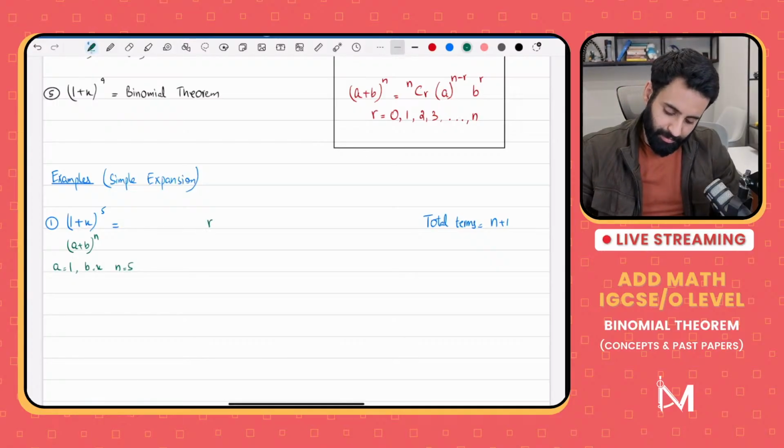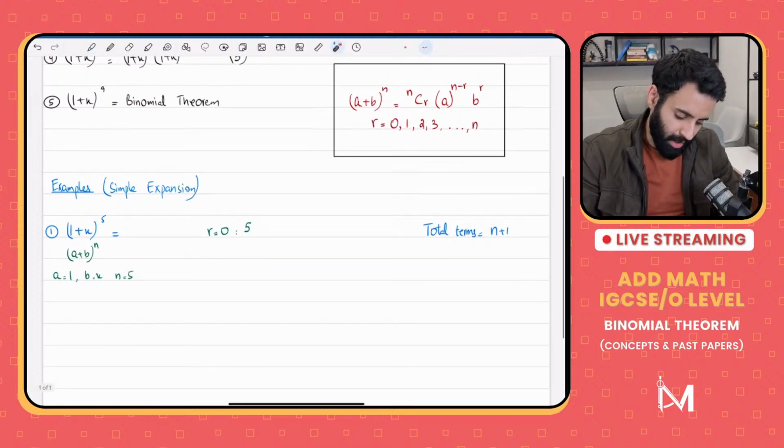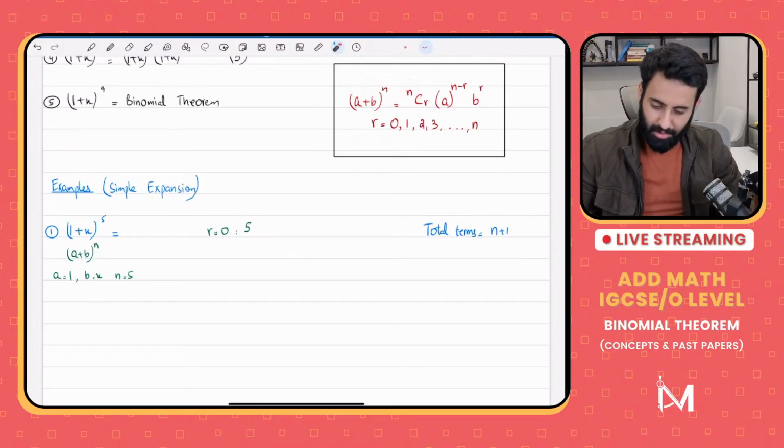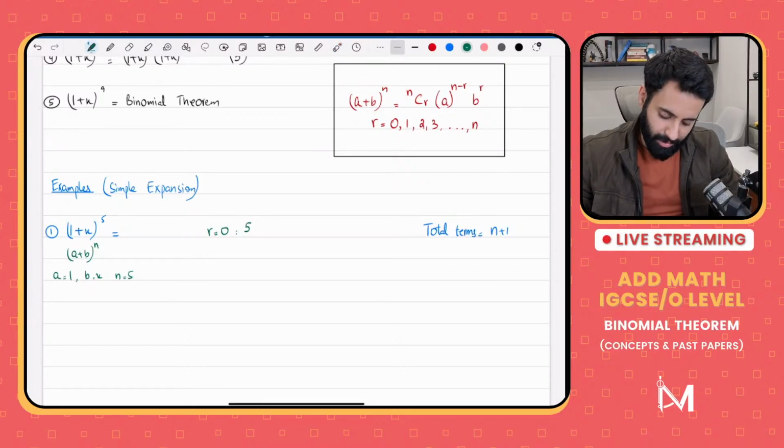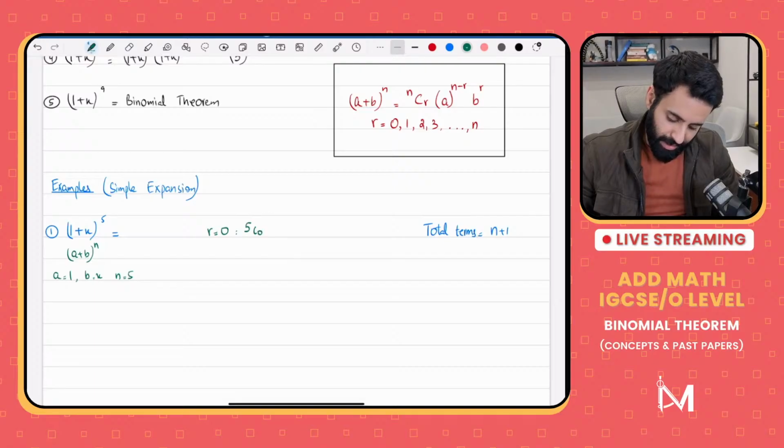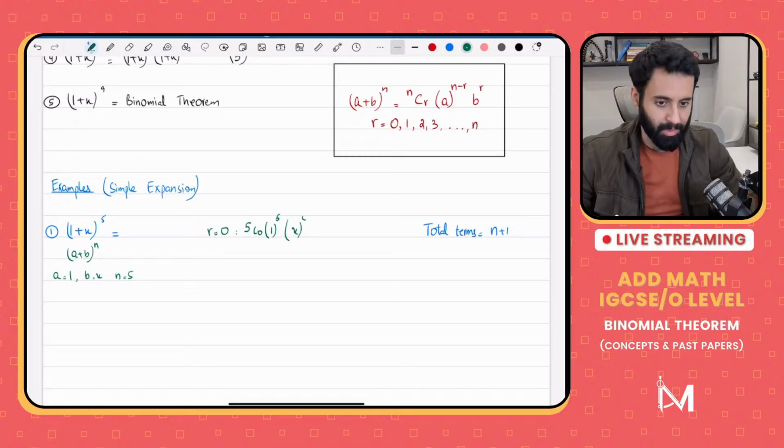So r equals 0. We'll start with r equals 0. That means in this formula, I will plug in 0 in place of r. So we know what n is, we know what a is, we know what b is. In place of n we're going to plug in 5, and in place of r, we're going to plug in 0. So that's 5C0, a, which is 1, raised to the power 5 minus 0, which is 5, and x raised to the power of 0.